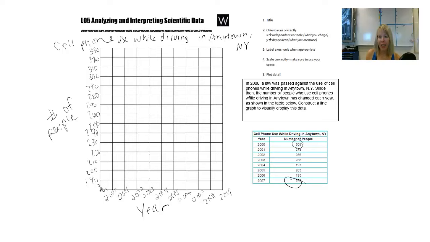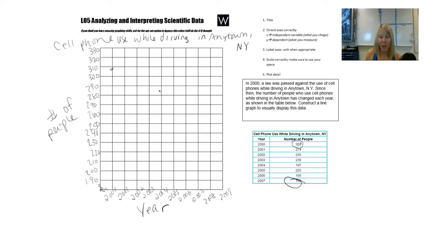My last thing is to plot my points. So I'm going to start with year 2000 and 309 people. So here's 2000. I'm going to go up to about 309. Well, here's 300, here's 310. So 309 is just a little bit before it. My computer is not the most cooperative, so bear with my awful dots. It would actually be nice to have it a little higher, but that's all it's allowing me to do right now.